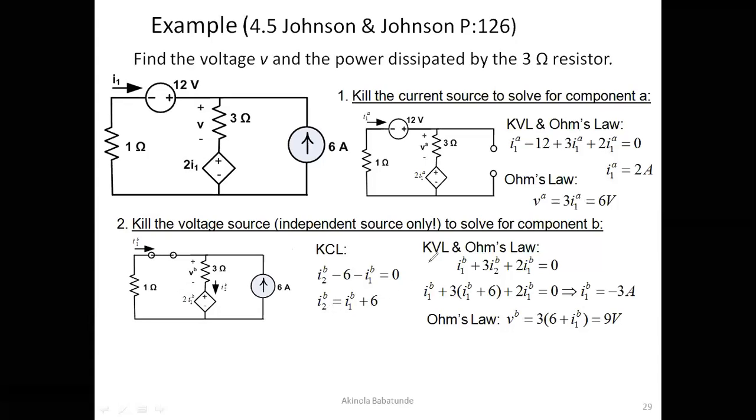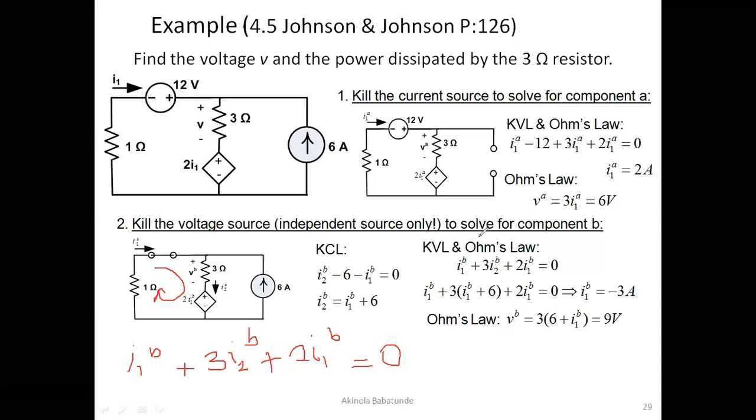If we do apply KVL, let's apply KVL to this loop here. It simply means we have 1 times I1B, that's I1B, plus VB. VB would certainly be equal to 3I2B, so it becomes plus 3I2B, plus 2I1B is what we're going to have next. So it looks like we have handled all the parameters in this loop. Everything according to KVL must be equal to 0.